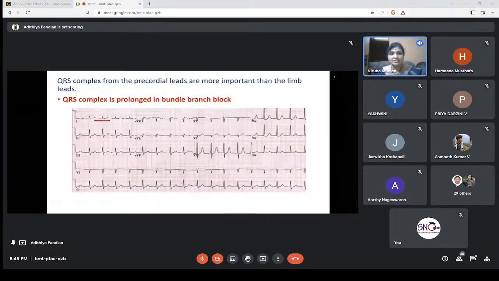Okay, this is a bundle branch block where there is no R wave at all here. There are missed beats, which is what is happening.